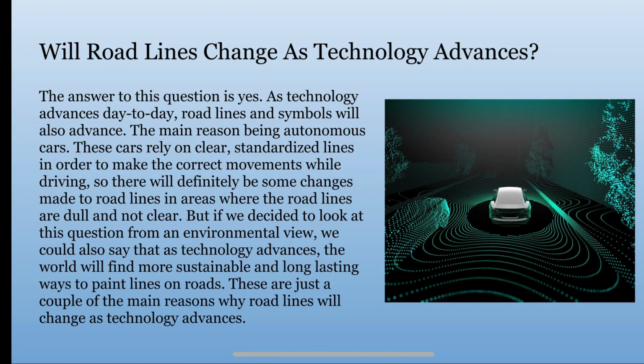Will road lines change as technology advances? The obvious answer to this question is yes. But why? As technology advances day to day, road lines and symbols will also advance. The main reason being autonomous cars. These cars rely on clear, standardized lines in order to make the correct movements while driving. So there will definitely be some changes made to road lines in areas where the road lines are dull and not clear. But we can also look at this from an environmental standpoint.